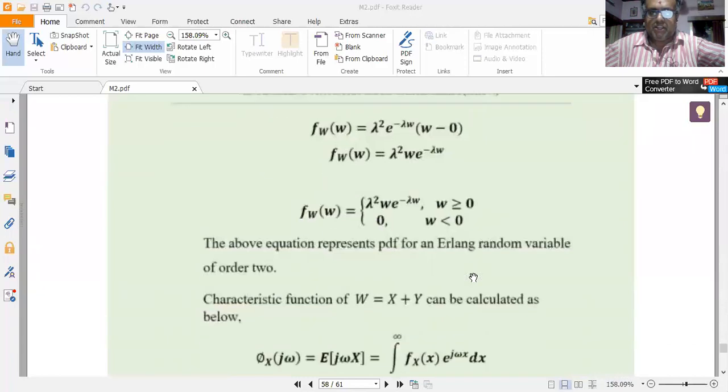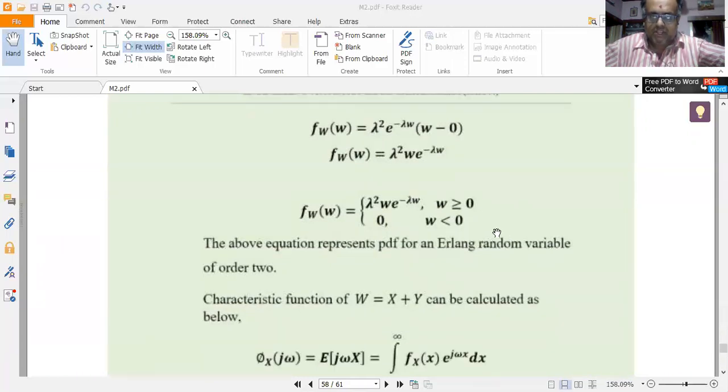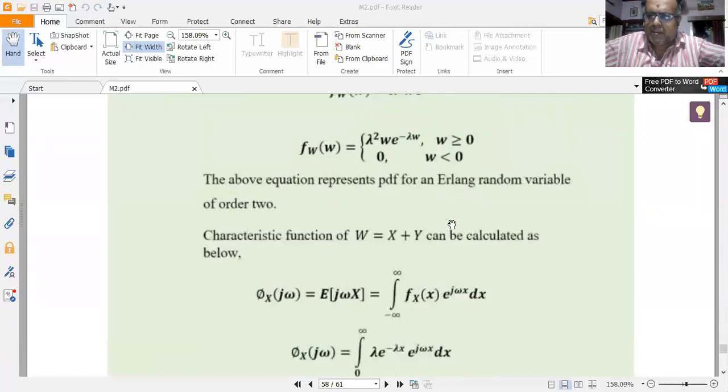Or I get f_W of w is equal to lambda squared w e to the power of minus lambda w for w greater than or equal to 0, and 0 for w less than 0. So this is called the Erlang distribution. This is called Erlang distribution of order 2. Erlang is a scientist who gave this distribution. So the convolution of two exponential distributions gives me the Erlang distribution.